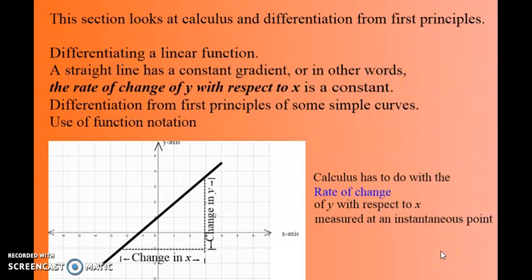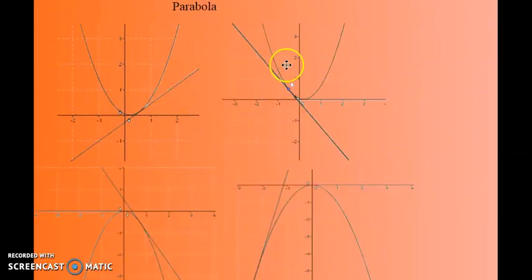Calculus has to do with rate of change of y with respect to x, measured at an instantaneous point on a curved graph. Let's quickly look at a few. Here we have four different parabolas. I've drawn a tangent to the graph at this point, and this slope of this tangent won't be the same as the slope as this tangent at a different point.